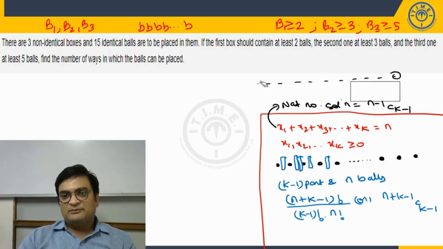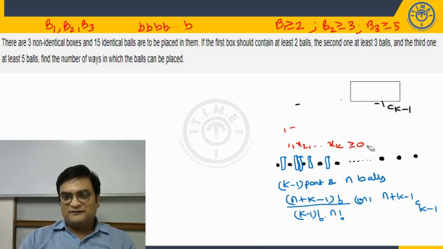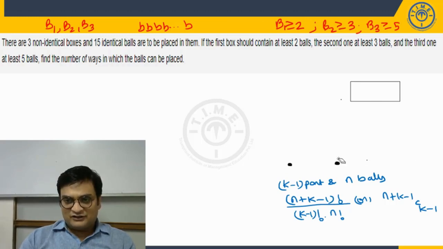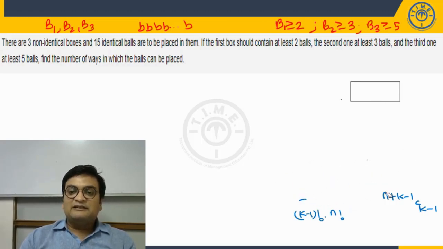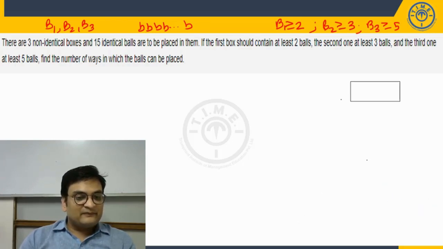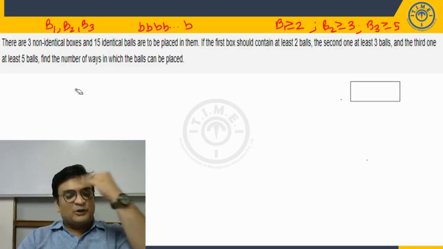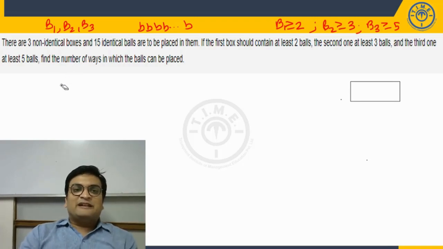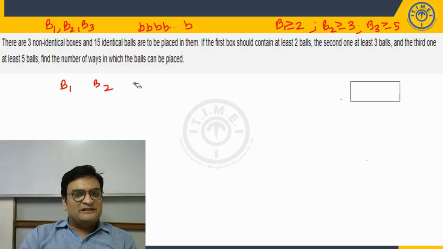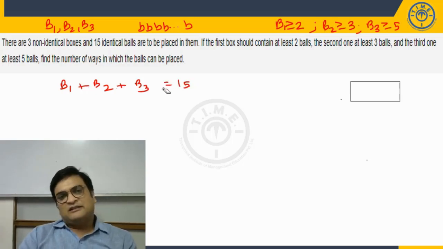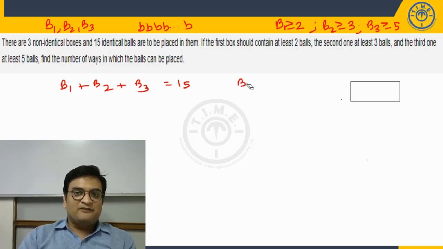Now we'll get to the problem which we are given. Please make a note of this formula in case you're not aware of this concept. If you're aware, then I hope this has helped you recall the formula so that you can use it properly in this question. Now, we have 3 identical boxes. Let's say the boxes are B1, B2, B3. The sum should be equal to what? We are placing 15 identical balls, such that B1 should be greater than or equal to 2. So B1 is greater than or equal to 2.